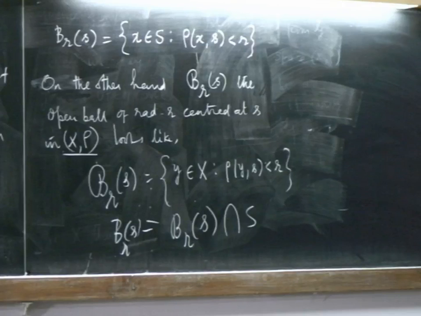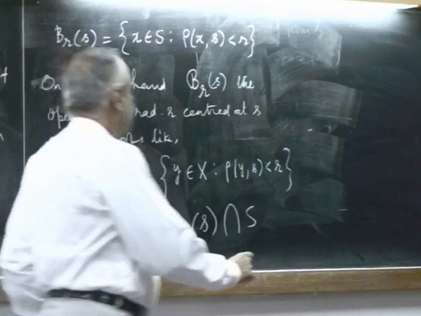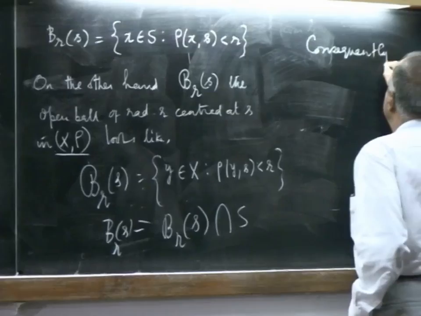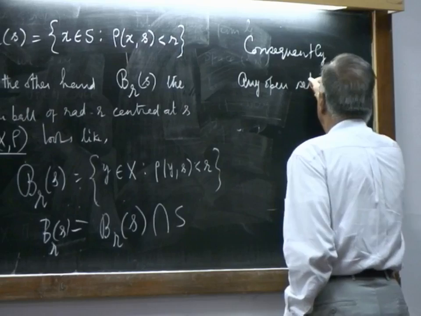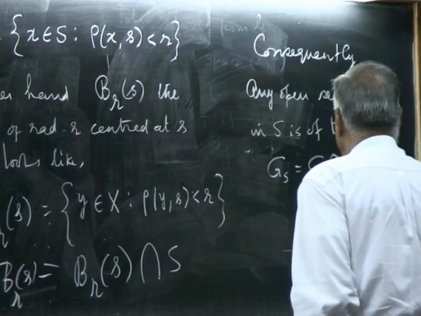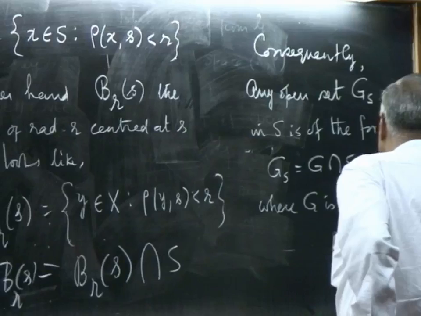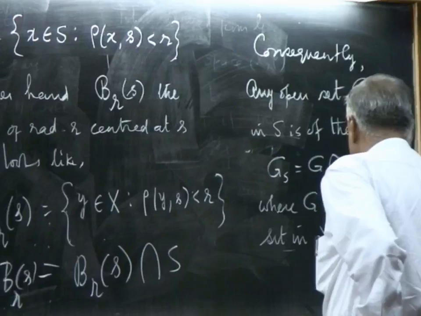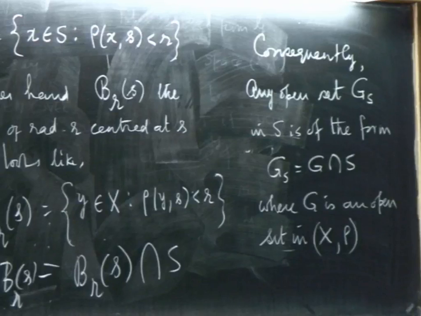Consequently, any open set in S is of the form G intersected with S, where G is an open set in X. So whenever you want something in the small space, take the corresponding thing in the big space and intersect it with S, and that portion alone is the corresponding version in the smaller universe. If you have the collection of all engineering graduates in India and you want only the engineering graduates in Bangalore, just intersect, that's all. You get all the engineering graduates in Bangalore.